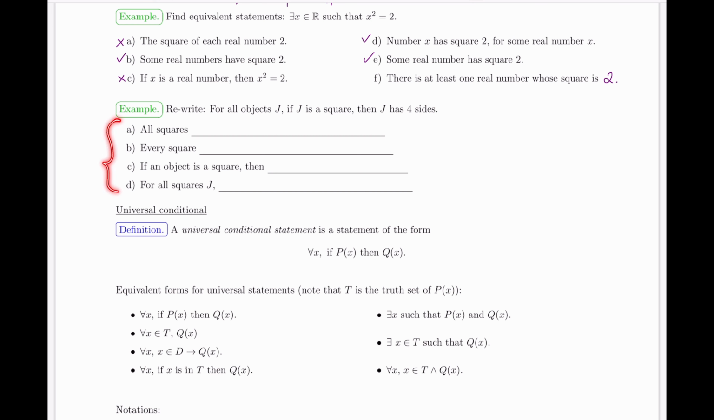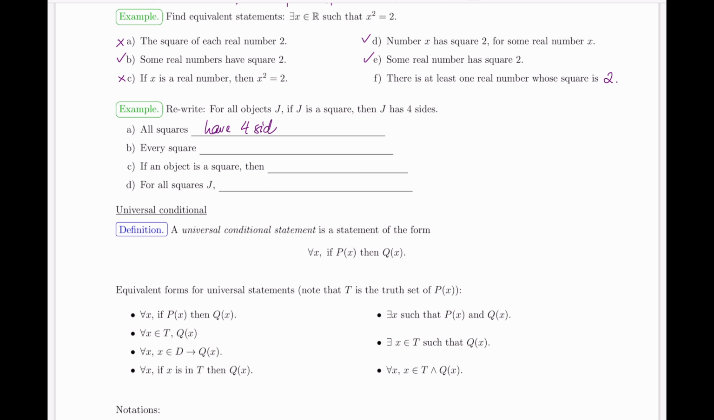Let's rewrite where we're given a statement and the beginning of the equivalent statements. For all objects j, if j is a square, then j has 4 sides. So for all the objects, as long as it is a square, it has 4 sides. All squares have 4 sides, right? If it's a square, then it has 4 sides. So all the squares have 4 sides.